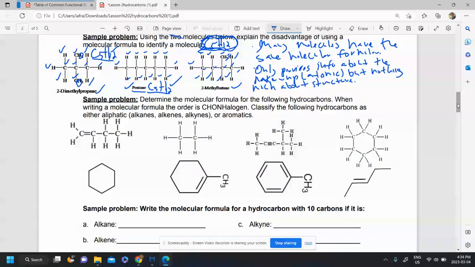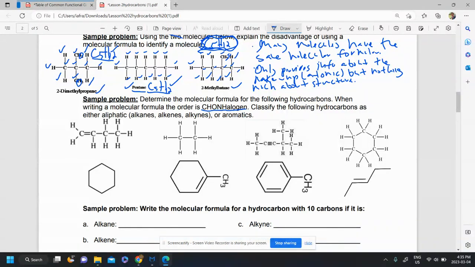Here, determine the molecular formula for the following hydrocarbons. When writing a molecular formula, the order is C, H, O, N, halogen. So don't put H first, put C first. So this is the general order you'd follow. Classify the following hydrocarbons as either aliphatic or aromatic. So let's start off with the classification first.